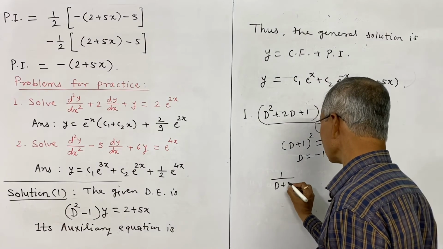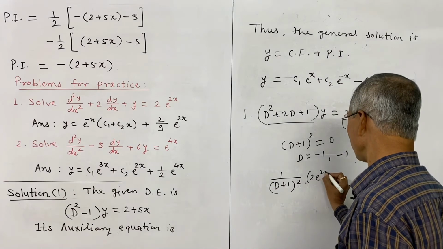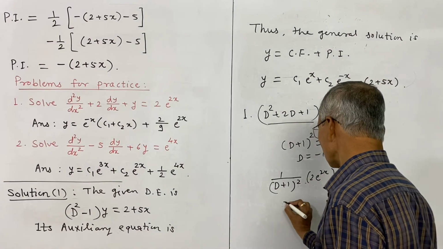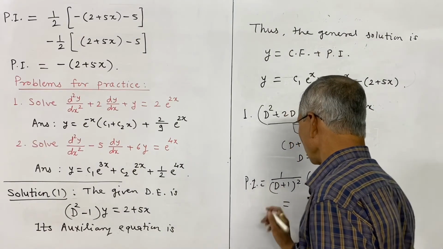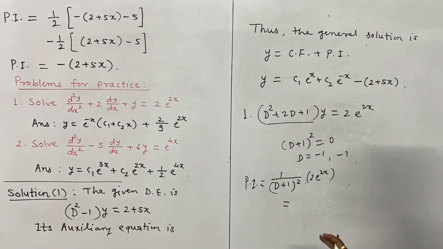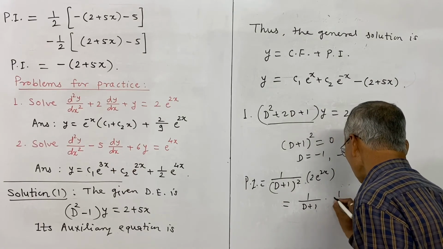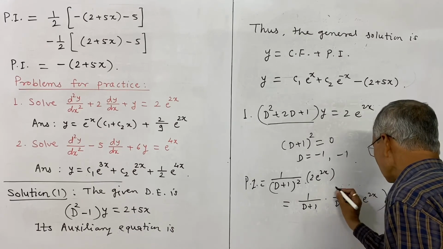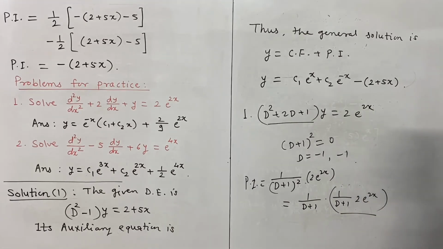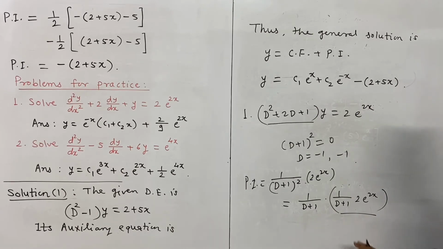Then what is important is to find PI. PI will be D plus 1 whole square operated on 2 e power 2x. For this PI, I will suggest you to use the first method, and that means it is 1 upon D plus 1 into 1 upon D plus 1 operated on e power 2x. So first get this using the formula and then operate 1 upon D plus 1 over this. I hope you can understand and solve this.